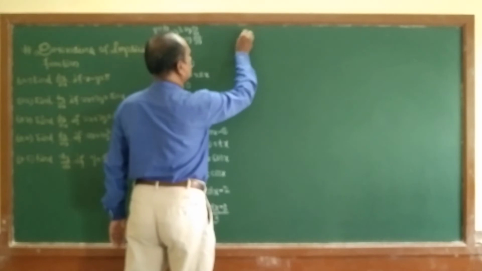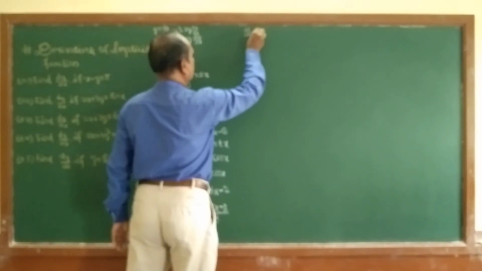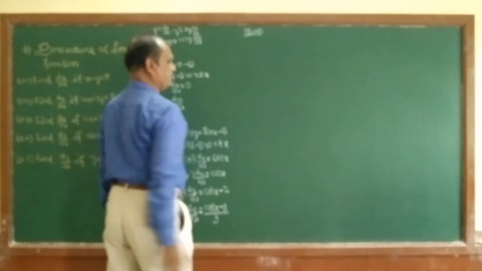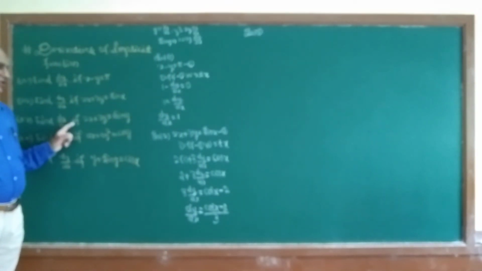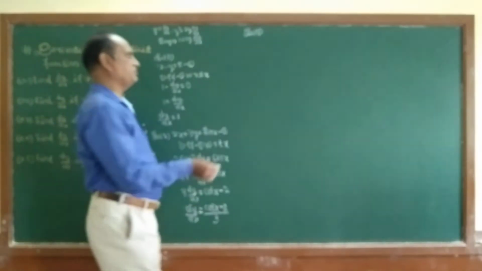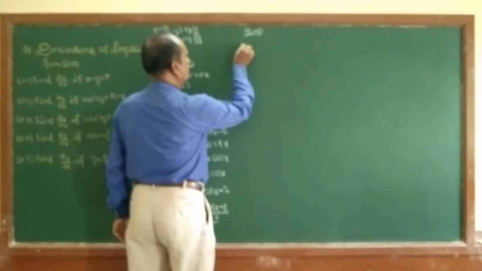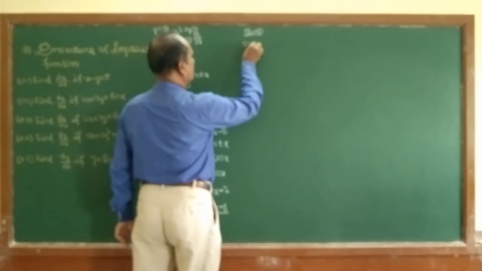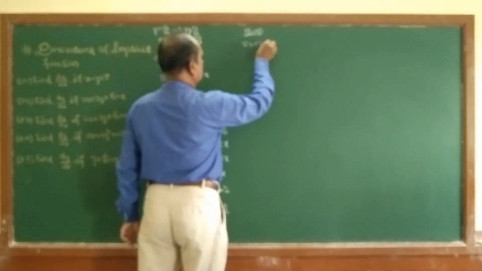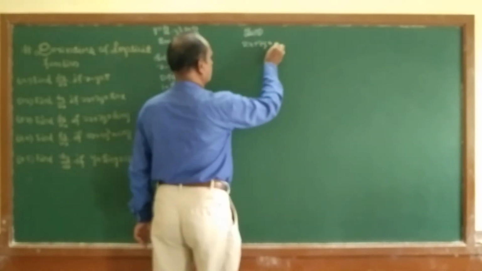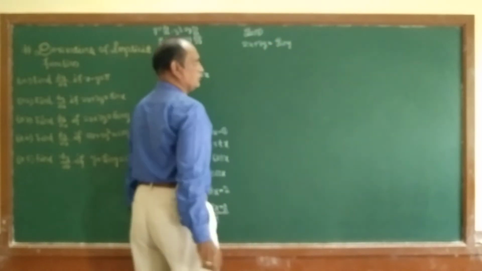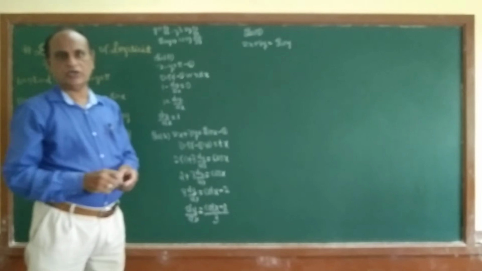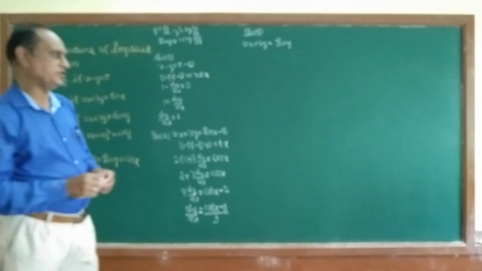Then come to the next one, the solution for example number 3. Third example: find dy by dx if 2x plus 3y is equal to sin y. The problem is changed slightly: 2x plus 3y is equal to sin y is given. In this problem, y is equal to is not given, the problem depends on an implicit function.